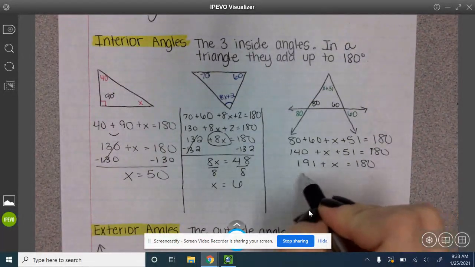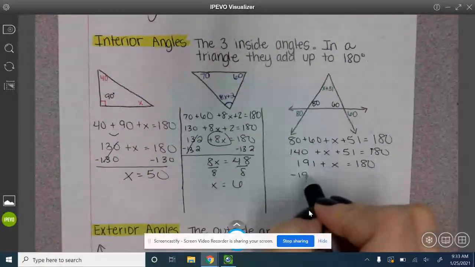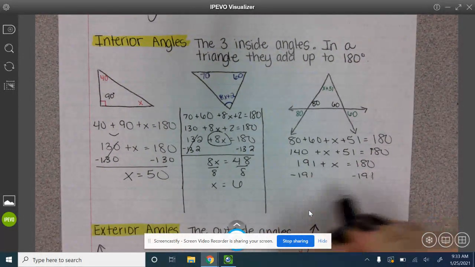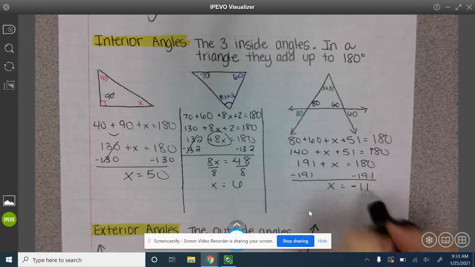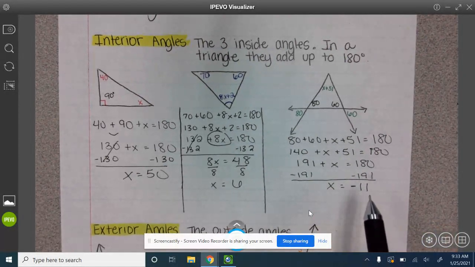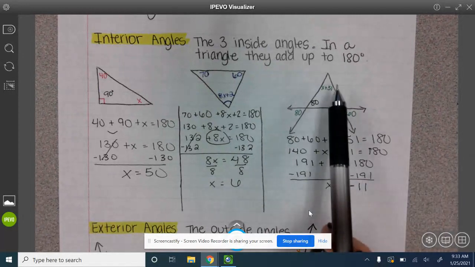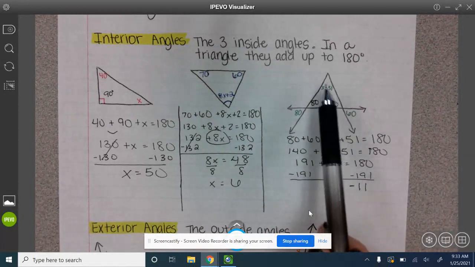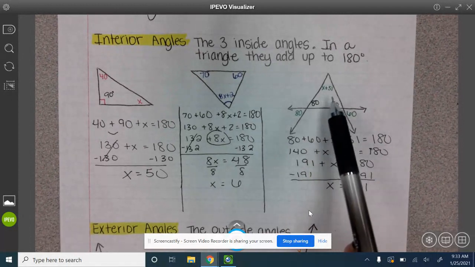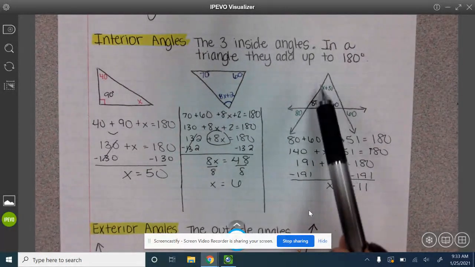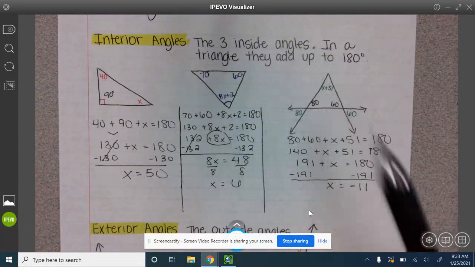So we're at a one-step equation. How do you kick out positive 191? We're going to subtract 191, and x equals negative 11. When you're just solving for an x, and it's part of an equation or an expression, it can be negative, because negative 11 plus 51 is going to give me that this angle right here is really 40 degrees.